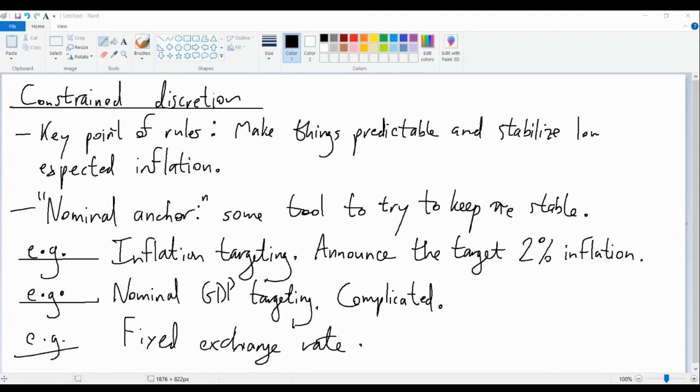And so an alternative solution is this constrained discretion where, again, you have some nominal anchor, which is something to do with prices that you're targeting. Like in the case of the United States, it has a 2% inflation target. And as long as it regularly delivers on that target, then it's achieved the goal of having low stable inflation.